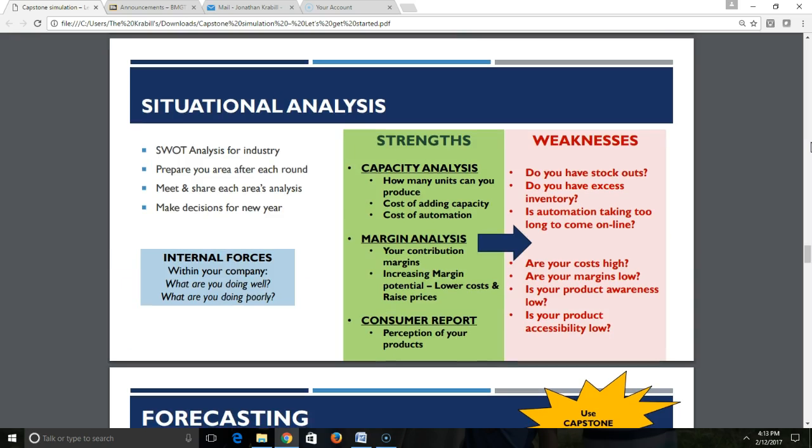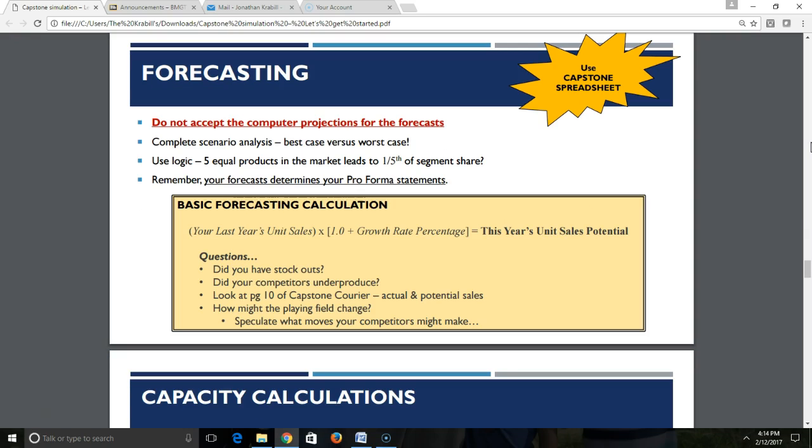From an internal standpoint, same thing, situation analysis, strengths and weaknesses. What are we doing well? This could be from a capacity standpoint. It could be from having really great contribution margins and making a lot of money off of certain product lines. And then as well, where are our weaknesses? Are we investing too much in automation? Are we investing too much in R&D in the wrong areas? So we're going to have to run this analysis on a week-by-week or a round-by-round basis.